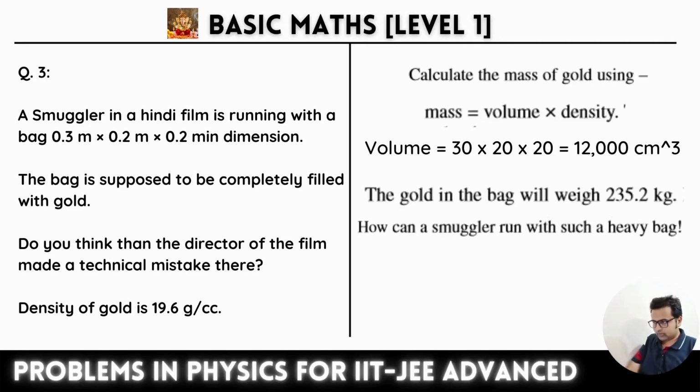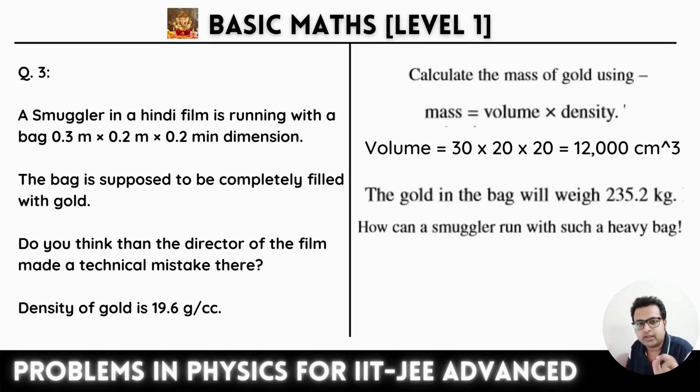So here the dimension is given. So the dimension is l into b into h. So it is a cuboid, because the bag we can consider a cuboid. So from the dimension we can easily calculate the volume. So we have the volume of the bag, and we have to fill the bag with the gold. So the density of gold is given, and the volume we have. So definitely from these two parameters we can calculate the mass. Because in this question we have two parameters, the volume and the density. So definitely we should try to calculate the mass.